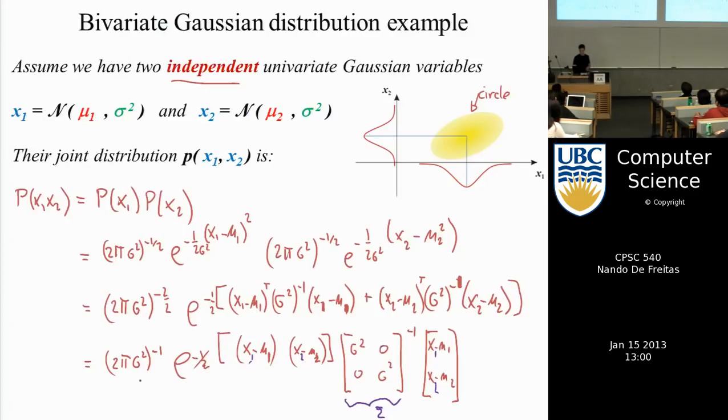I haven't shown that part yet, but if we let sigma be equal to sigma squared, like this, or as I often like to write it, sigma squared times the identity matrix, where the identity matrix is a matrix with ones in the diagonal and zeros elsewhere, then the determinant of the matrix is just sigma to the power 4 in this case. Just using the standard definition of the determinant.